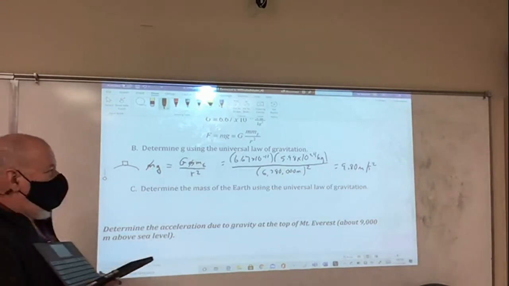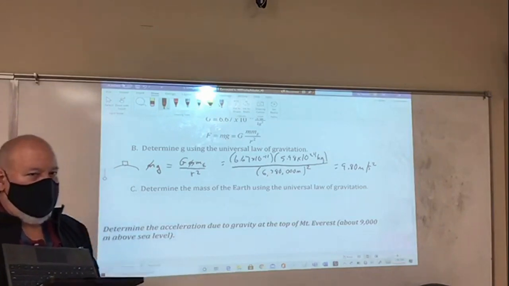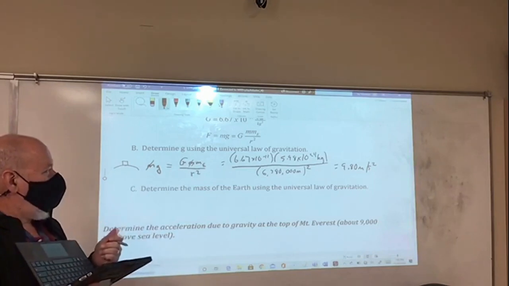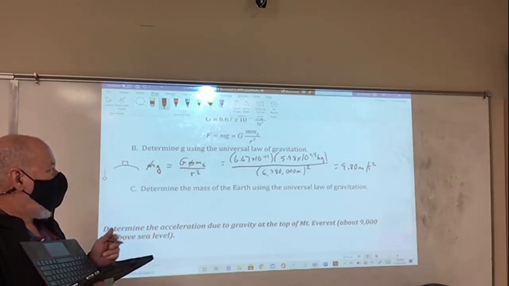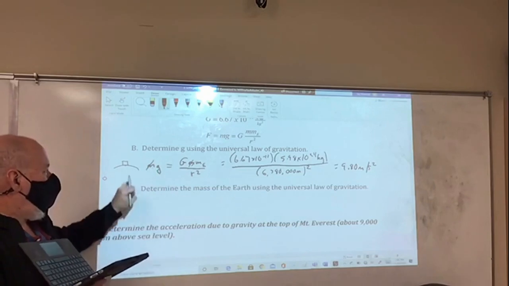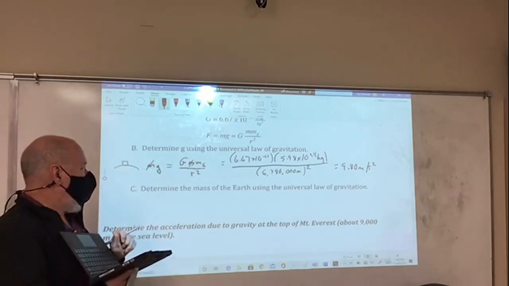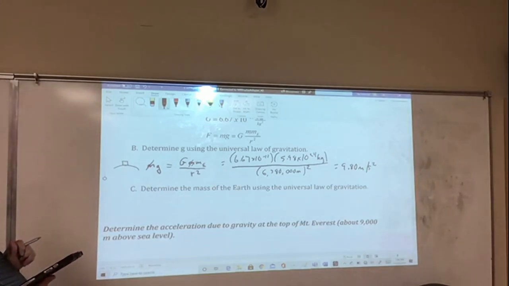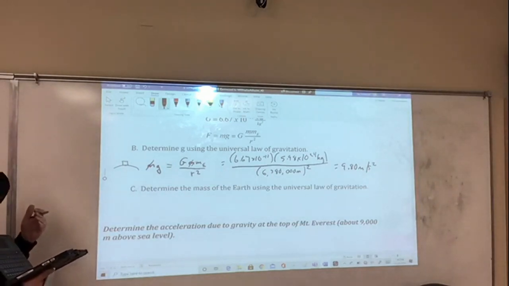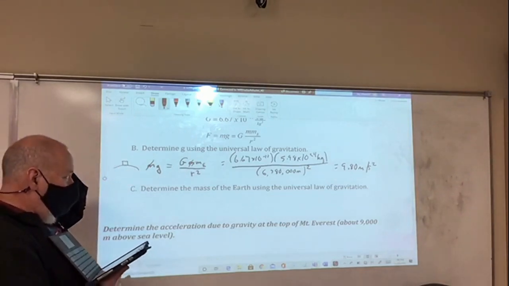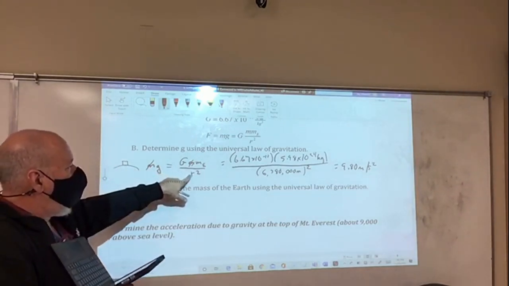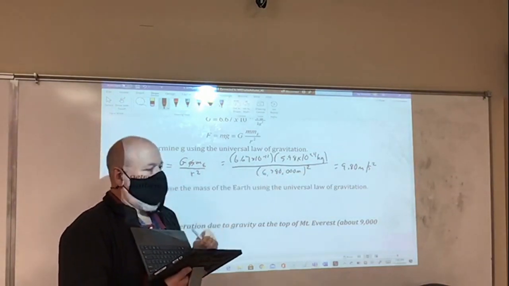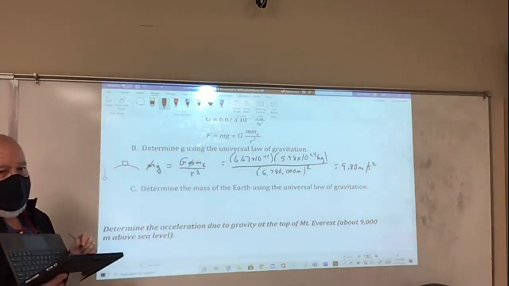I get 9.80 meters per second squared. We know that, right? Okay, so the universal law of gravitation gives us the right value if we compare it to what we already know and use for gravity at the surface of the Earth. So it should make sense then that we can actually use this kind of thinking to figure out what the acceleration due to gravity is at different distances from the Earth.